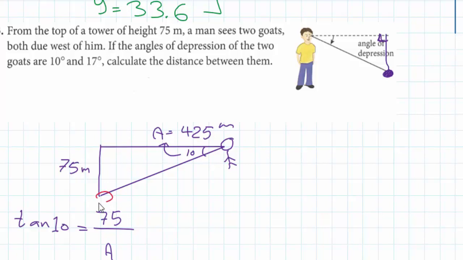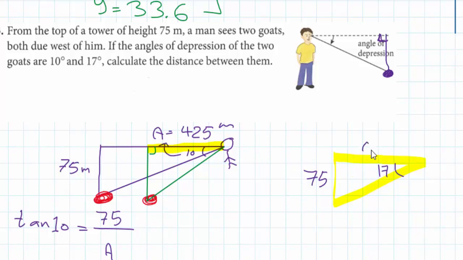Let's say goat 1 is here, and goat 2 is around here, and this time the angle is 17 degrees. The same man on the same building is here, and the right angle is here. This time we need to calculate only this one. To get this one, we know the angle. The triangle looks like this, and this angle is 17 degrees. This height is 75 meters. We need to work out the adjacent.